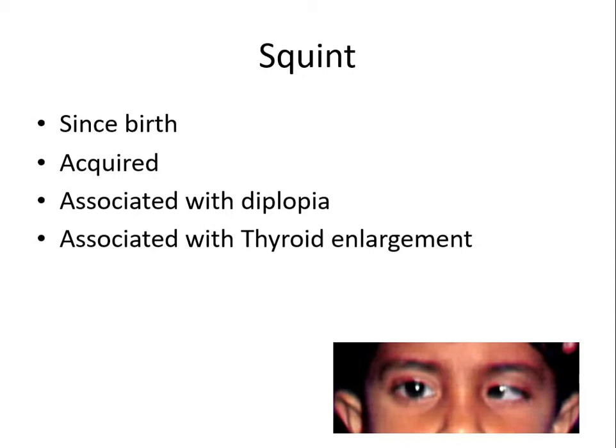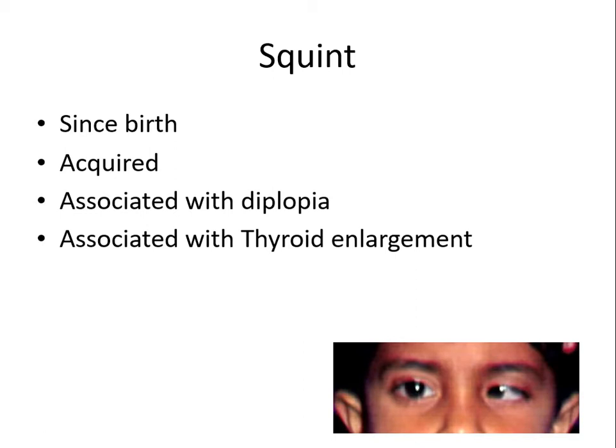So approximately this child is having 45 degrees of deviation. What type of deviation is it? Convergent squint. The eye is moved towards the nose. It is known as convergent squint.